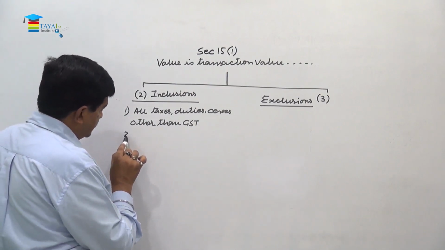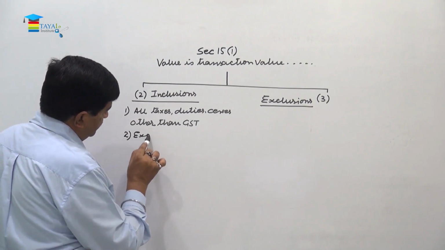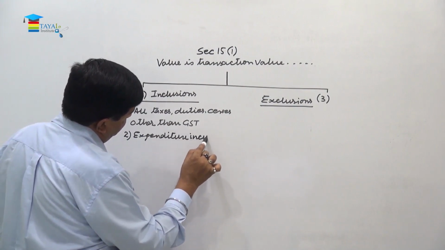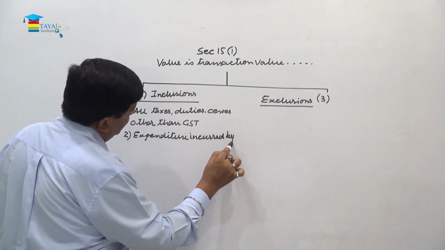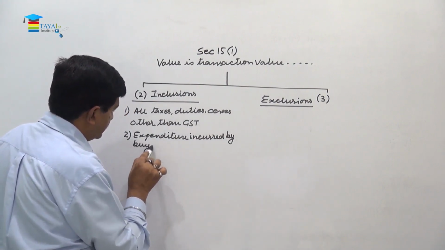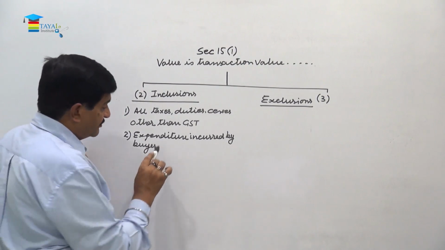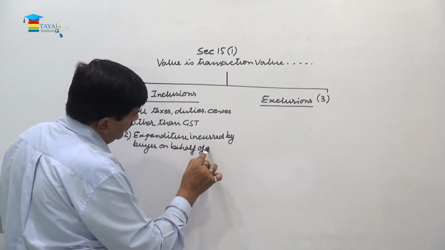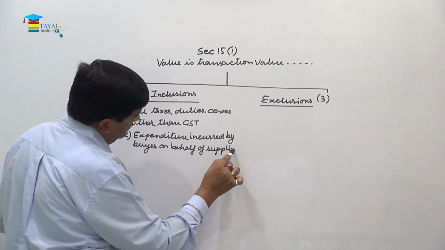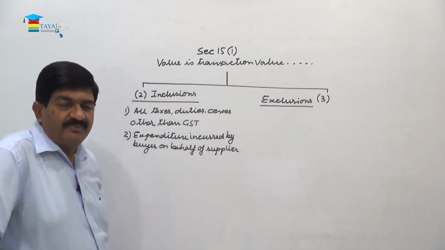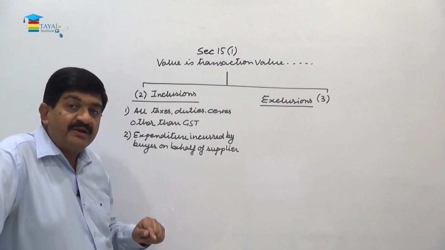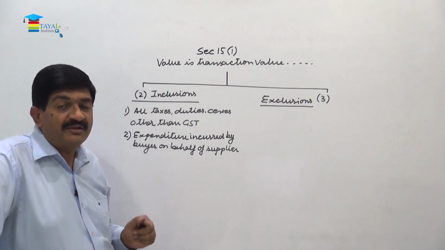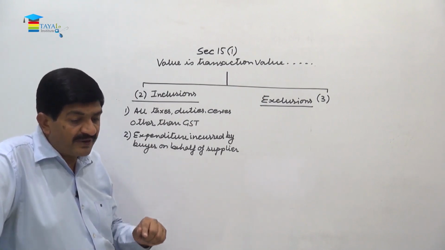Number 2, expenditure incurred by buyer, or you can say recipient, on behalf of supplier. So some expenses which are required to be actually incurred by the supplier, but those are incurred by the recipient, and that will be added with the transaction value to arrive at the correct assessable value.